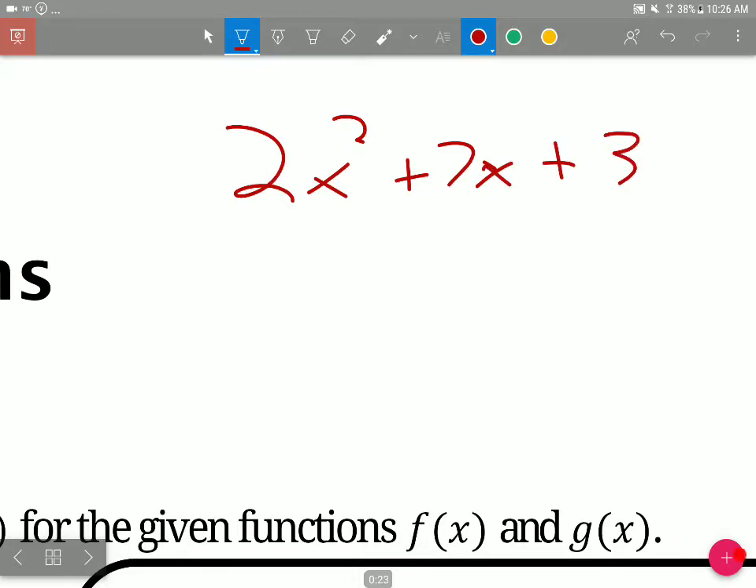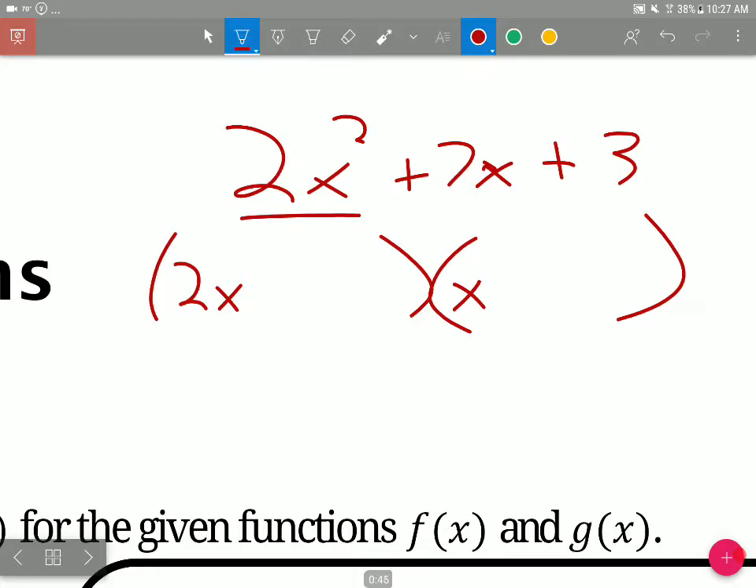We start off by trying to divide something, which in this case we can't. But then we'll put up parentheses and think, what are two things that multiply to the left and two things that multiply to the right? So what are two things that multiply to 2? What multiplies to 2? 2 times 1. So we can just do a 2x and an x, because 2x times x is 2x squared.